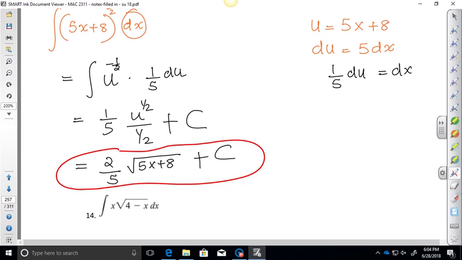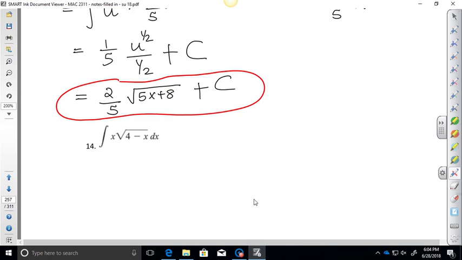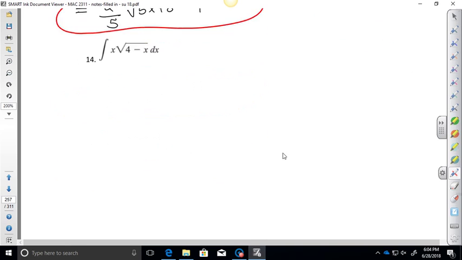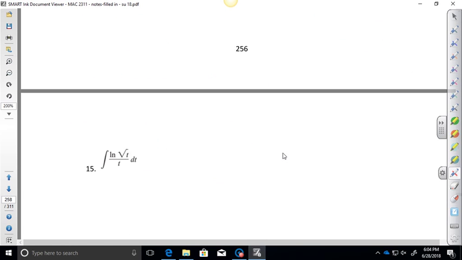Number 14 is a little bit different, so we'll come back to that, okay? I'm not going to have that on the test, but there is one problem on MyMathLab like that. So we'll come back to that problem in a second. Let's finish the other problems.